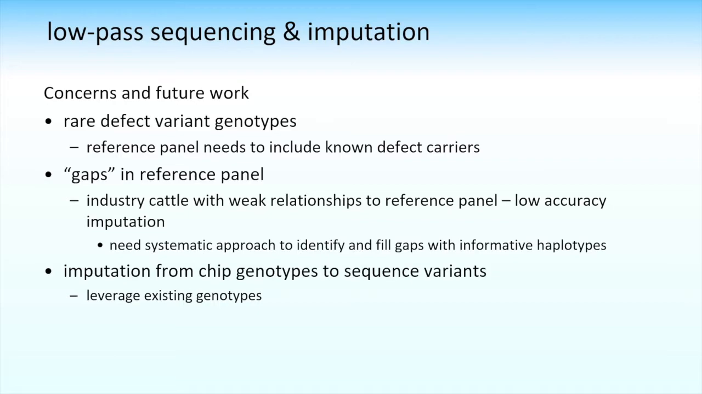We also need to revisit imputation from chip genotypes to sequence variants so we can leverage the existing chip genotypes. For this, pedigree imputation to a large reference panel genotyped with low pass might be more accurate than imputing to a relatively small set of sequenced bulls. Overall, we're encouraged by the possibilities low pass offers for genetic evaluation, but there's still room for improvement.